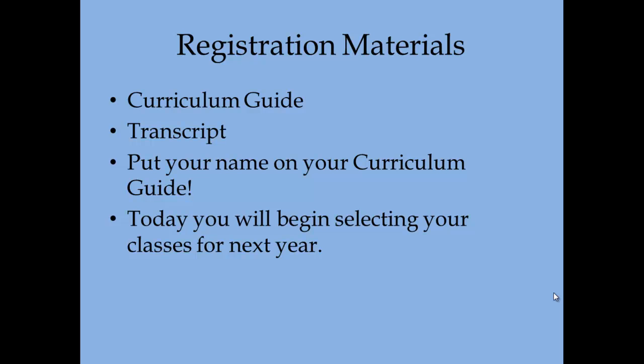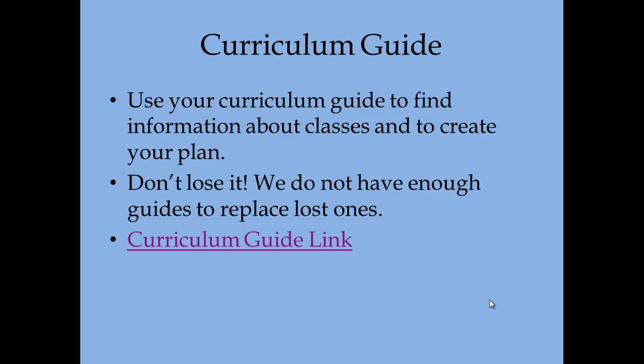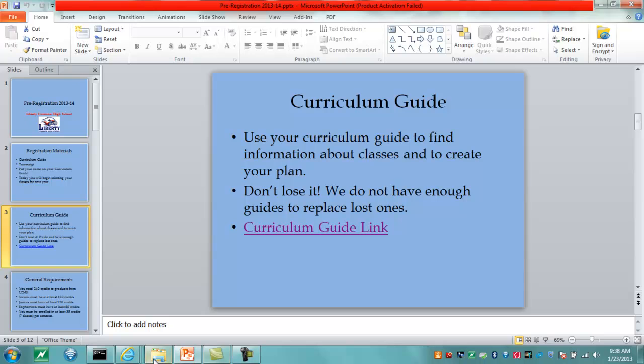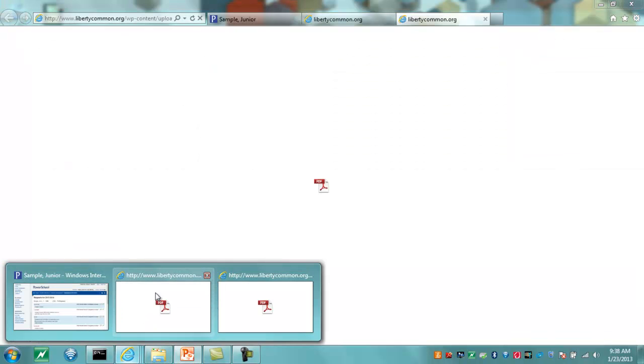The registration materials that you receive in the classroom will include your curriculum guide, which is also available online through the College Info website, and a transcript. Make sure you put your name on your curriculum guide, as we don't have enough extras to replace lost guides. Today you will begin selecting your courses for next year. The curriculum guide has a lot of information that is very helpful with the registration process.